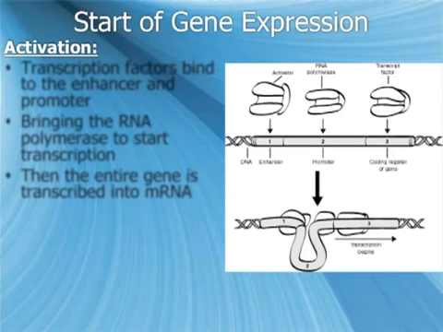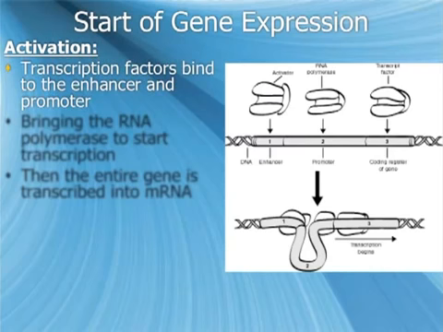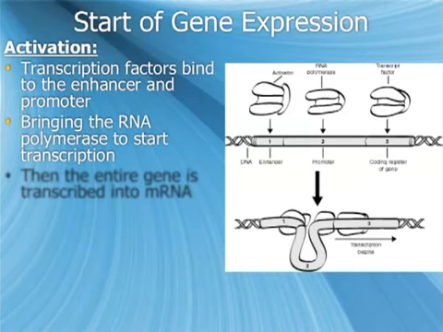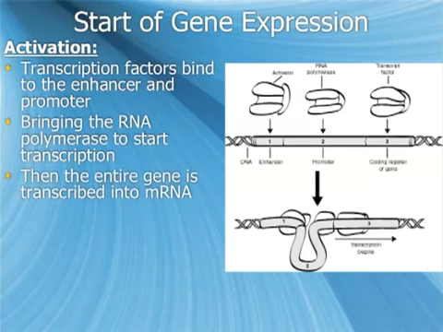So basically, when activation occurs, transcription factors bind to the enhancer and promoter, and as you see in the picture, it brings the RNA polymerase to the beginning, to the promoter, to start the coding. So the enhancer and the promoter do not have to be next to each other. In order for this to happen, they can actually bend, because if you remember, prokaryotic DNA is circular, ours is just one long strand, so it can bend and move on top of itself. So then RNA polymerase goes and starts transcription, and the entire gene is transcribed into an mRNA strand.